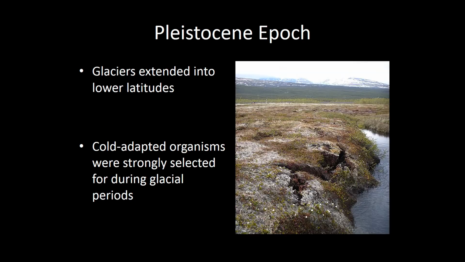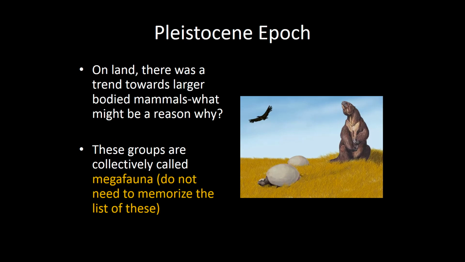All right. So cold adapted, meaning organisms that like living in the cold, were strongly selected for during cold periods. Hopefully that makes sense. But things that can survive in the cold will do better in cold weather. So that's what we're going to see a selection of during this time: organisms that like and can handle the cold. On land, we see a trend towards larger bodied mammals. Why? Larger organisms are usually able to hold on to heat a little bit better. So, in times of glacial periods, it's probably a lot easier to have a slightly larger body size, okay?